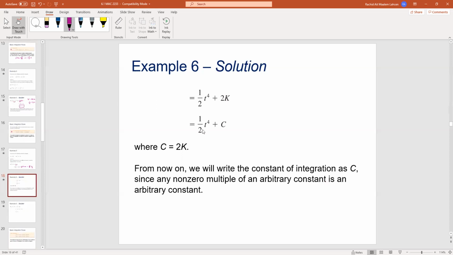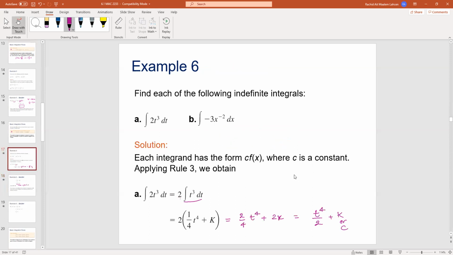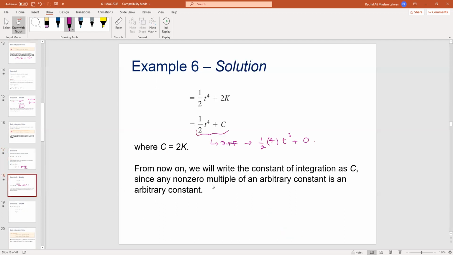So at the end, what we want is something that, if we differentiate, you're going to find 1 half and a 4 and a t cubed and a 0, right? Okay, so we'll erase this, and so this is still a constant, some constant, and we'll replace it with C, whatever it is, right here.